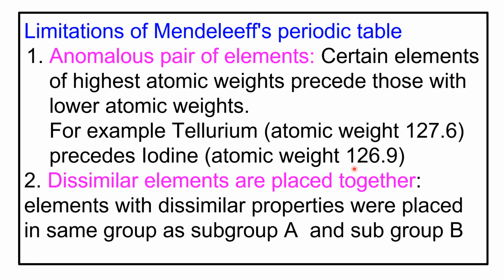Actually, when elements are arranged in increasing order, between tellurium and iodine, iodine has atomic weight 126.9 and the atomic weight of tellurium is 127.6. So, iodine should come first and then tellurium next. But Mendeleev had arranged the elements in such a way that this became an anomalous pair. He arranged tellurium first, followed by iodine, which is not obeying Mendeleev's periodic law. So this was a defect in his periodic table.